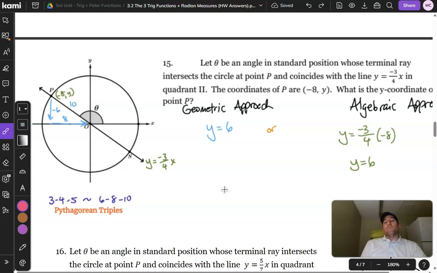Now, I did also take an algebraic approach. If we know that y equals negative 3/4 x, well, we know x. So notice I substituted that in and I just evaluated it and I got 6 that way. So it doesn't matter which way you go, we can get that either way.